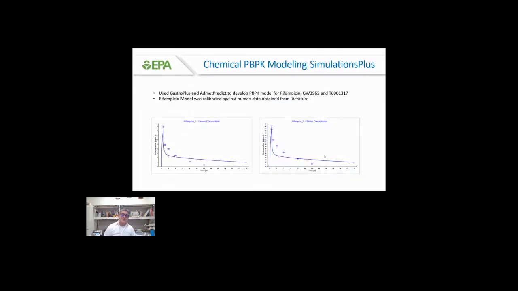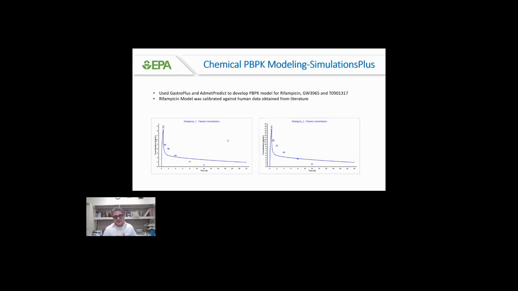And we used GastroPlus and ADMET Predictor to develop our PBPK model for rifampicin. And we looked at data from literature for rifampicin specifically. There was some information from two studies in people who were given IV doses, this one was about, I think, 300 milligrams, and this one was 600 milligrams. And they monitored the levels of the chemicals through time. And so we tried to model this using GastroPlus and ADMET Predictor.